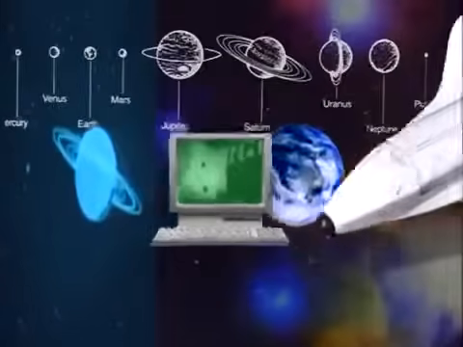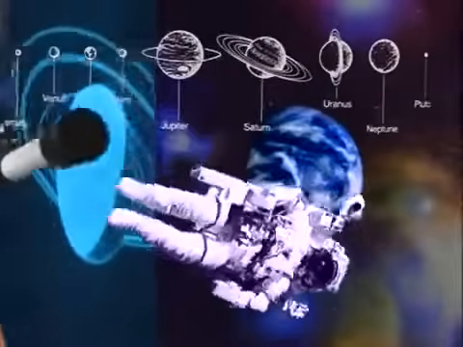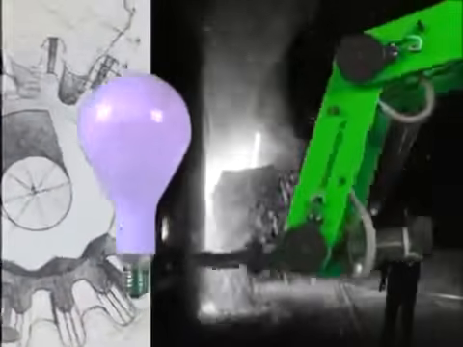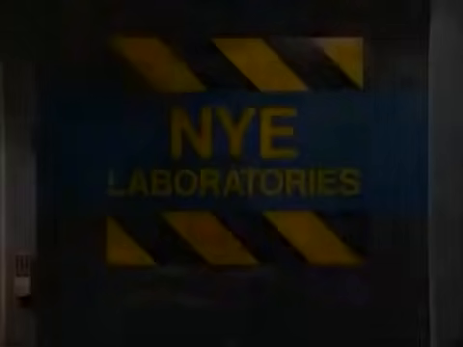Science rules. Bill Nye the Science Guy. Inertia is a property of matter. Bill Nye the Science Guy. T minus 7 seconds. Bill Nye the Science Guy.